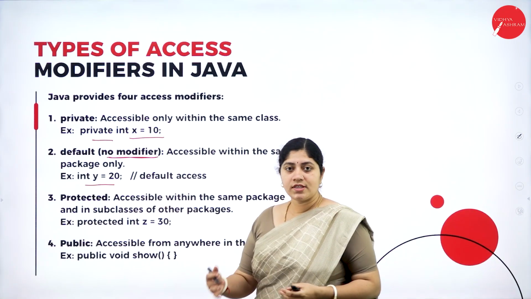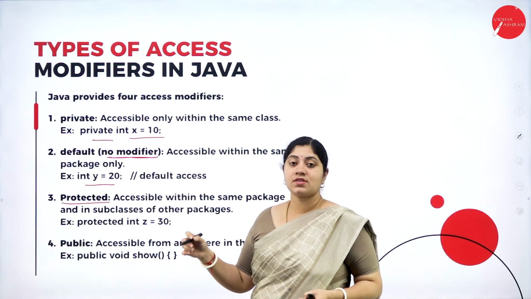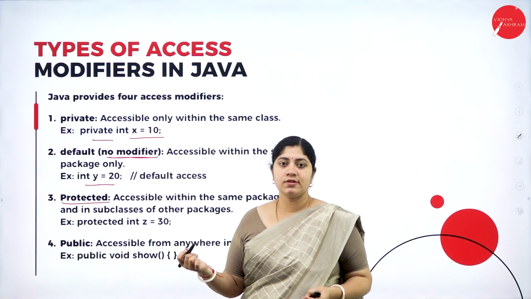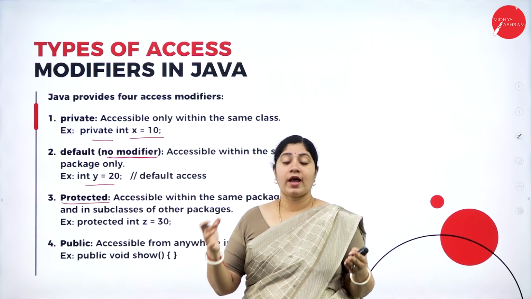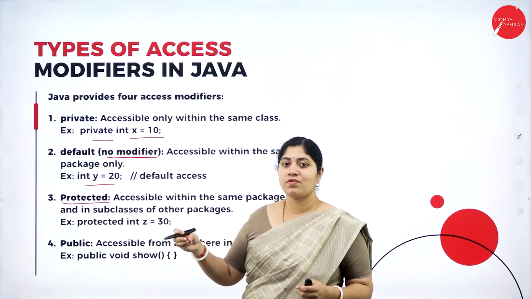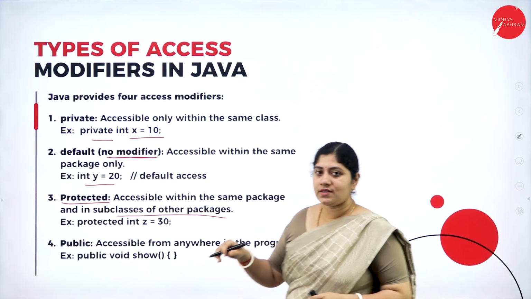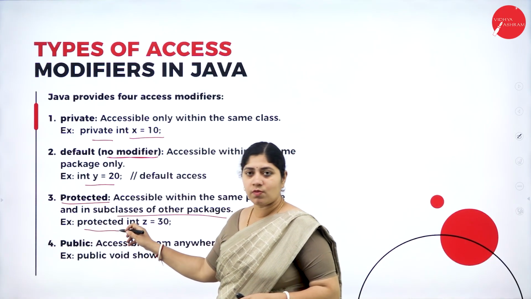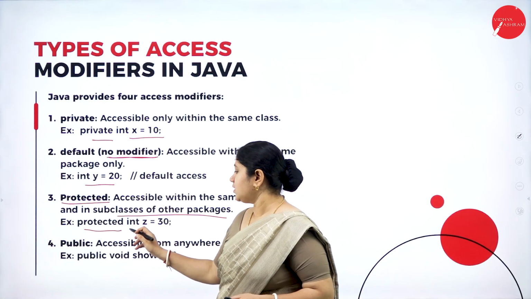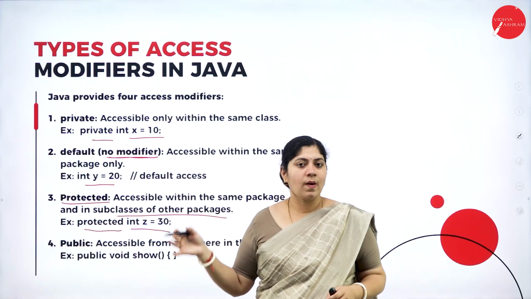The next type of access modifier is the protected access modifier. Here the accessibility is within the same package, and it is extended to the access of subclasses in other packages. The example for this is protected. So we have to write this keyword followed by the value that has to be represented in order to access.